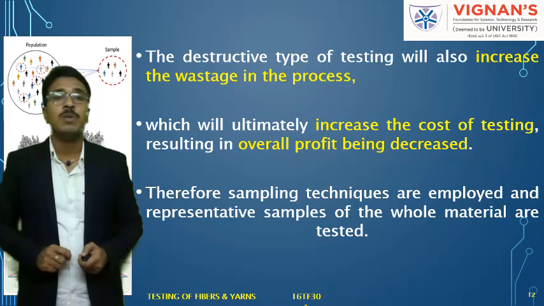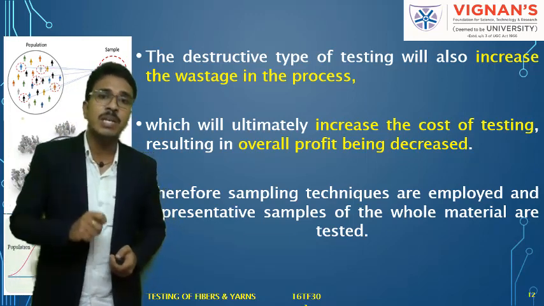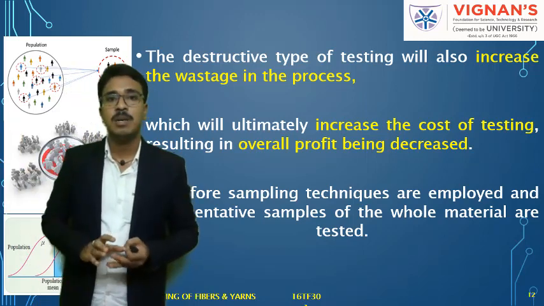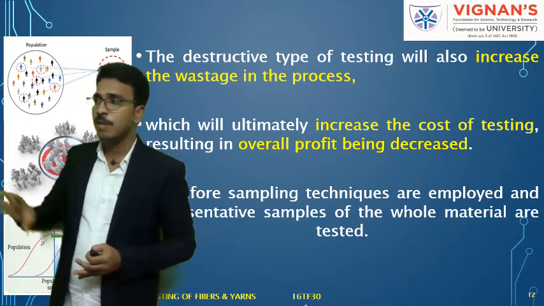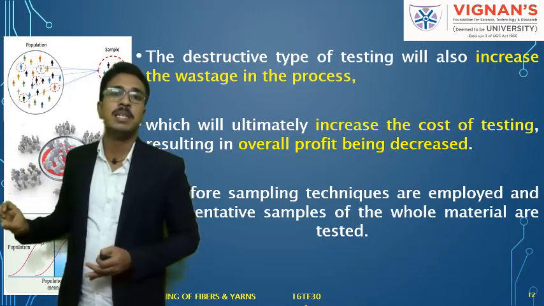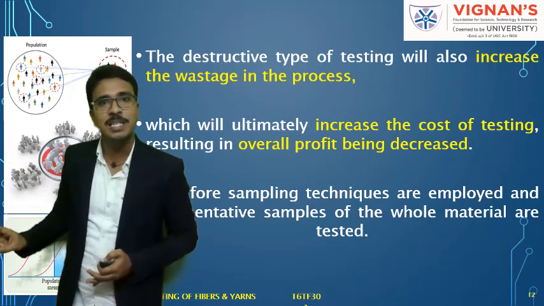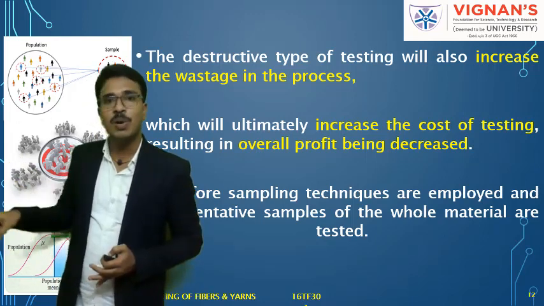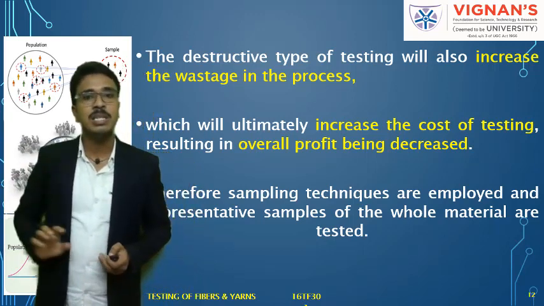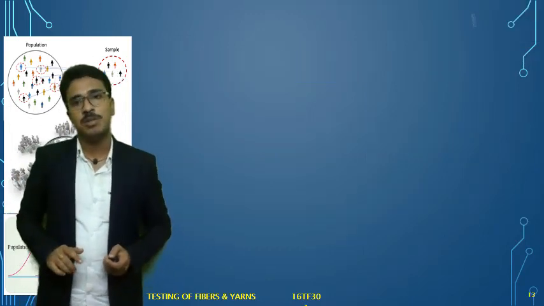Therefore the sampling techniques are employed and representative samples of the whole material are tested. Only the representatives. From the 1000 pieces, we have selected 20 as a representative. Only these 20 representatives we are testing, and based on the quality of the 20, we are deciding the quality of the 1000 garments. This process we call the sampling process.